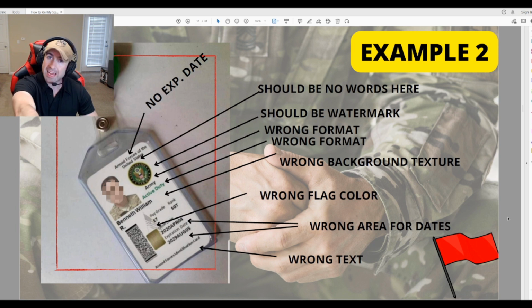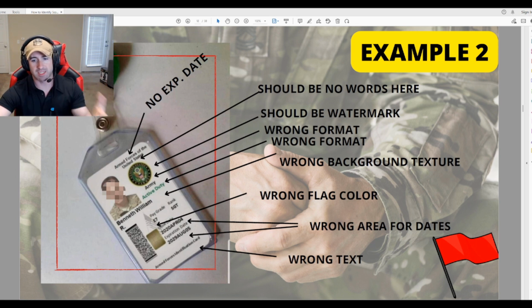There's a flag in this one, right? But there's no color, right? We know based on the original version what the CAC card should look like, that it's an actual color. Wrong areas for the dates, you can see there, and wrong text at the bottom, you can see that is the wrong text there.